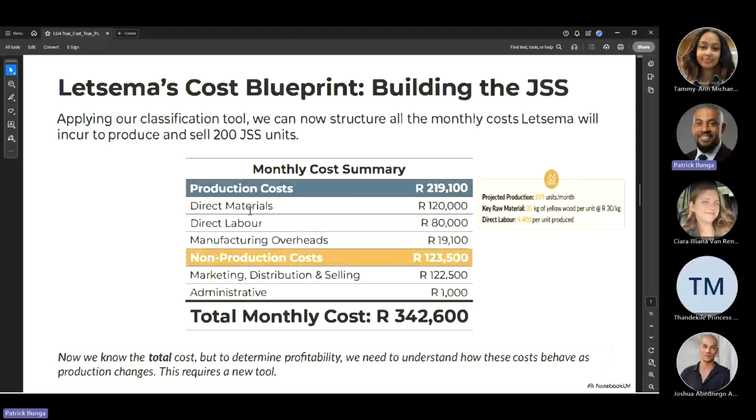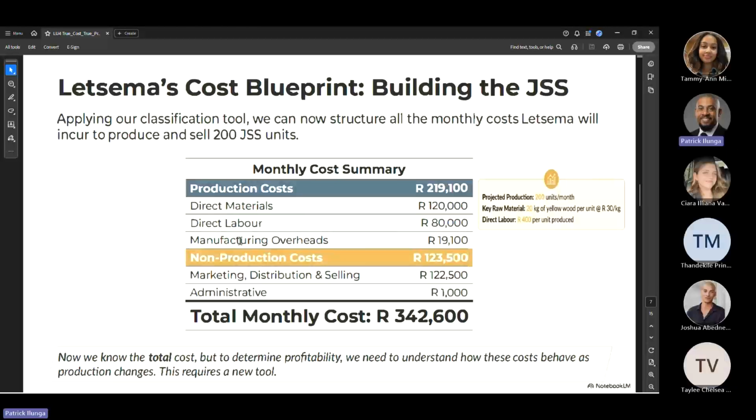For production. Non-production, you know, there are 2 categories. Marketing, distribution, selling, that is 1 category. We just call it order getting. So we know the marketing is involved, the sales team is involved, the distribution, so that we can take that product straight to our customers, right? And then we have the administrative costs.